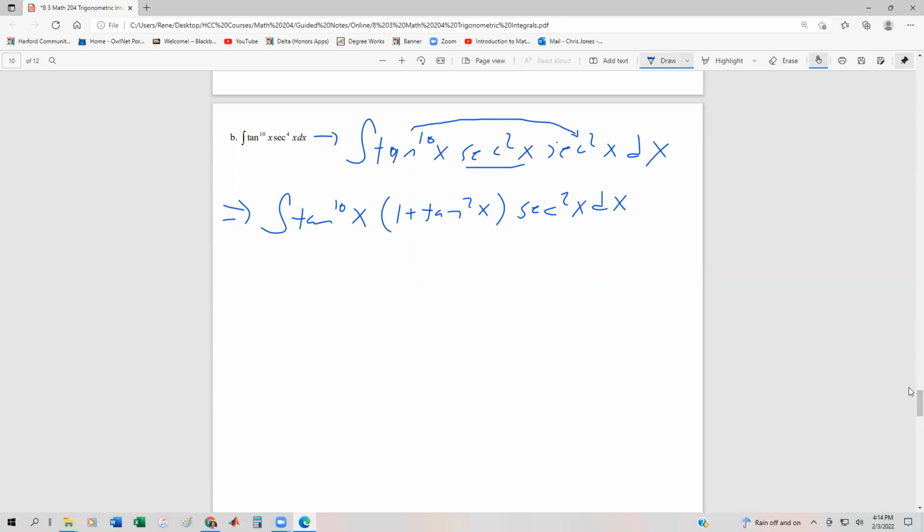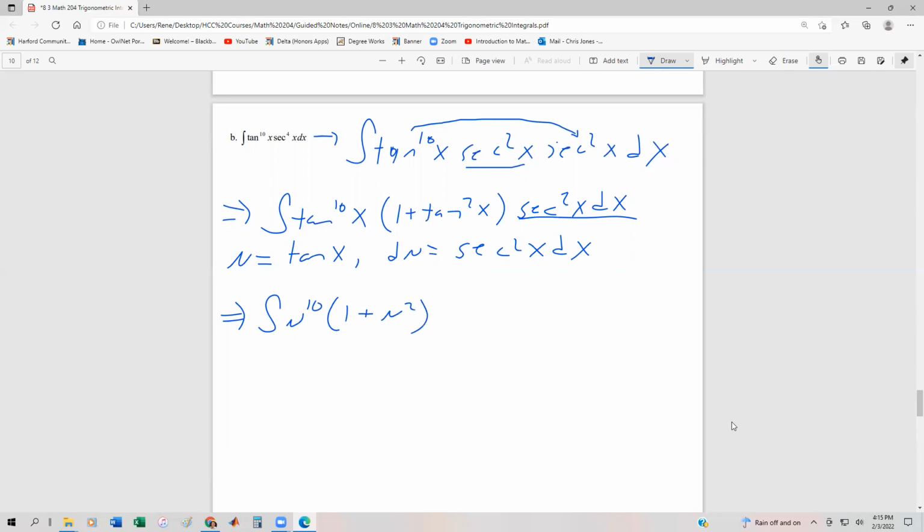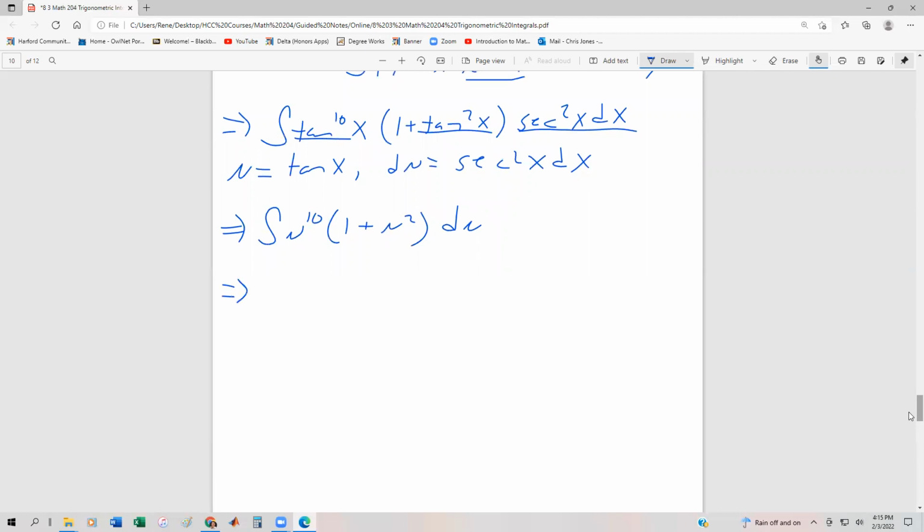Now we can go ahead and employ the u substitution. So let's let u equal the tangent of x. du is going to be equal to secant square of x dx, precisely what we need. Now we can substitute, and it's going to be the integral of u to the 10th, 1 plus u squared, just substituting there, and then instead of secant square x dx, that's going to be du. Distributing the u to the 10th, now it's easy at this point. So u to the 10th plus u to the 12th, du.